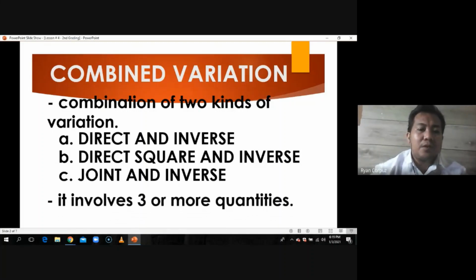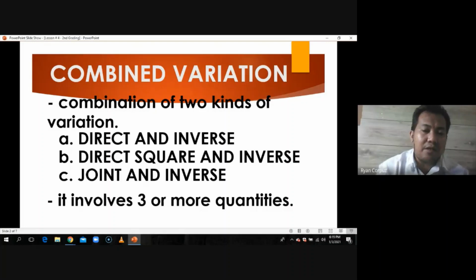So, in combined variation, it already involves three or more quantities. It's not only limited to three quantities na katulad ng joint variation, it can also involve three quantities. But also, it involves more than three quantities. So, it starts from three. The minimum quantities involved when we are pertaining to combined variation are three quantities. Or it can be more than three quantities. So, ganun yung combined variation.